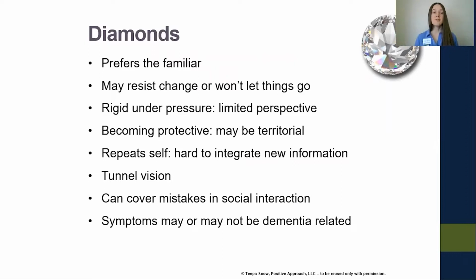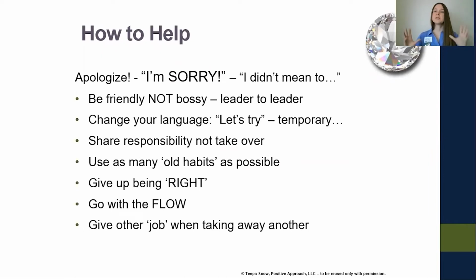Now, diamonds can cover mistakes in a social interaction quite easily. It may or may not be dementia related, this diamond state. So, how do we help diamonds? Apologize. Our apology isn't necessarily an admission of guilt, it's just a recognition. I am sorry. I didn't mean to make you feel a certain way. I didn't mean to fill in the blank. It's got to look genuine, though. You've got to be friendly and not bossy. It's got to be leader to leader.